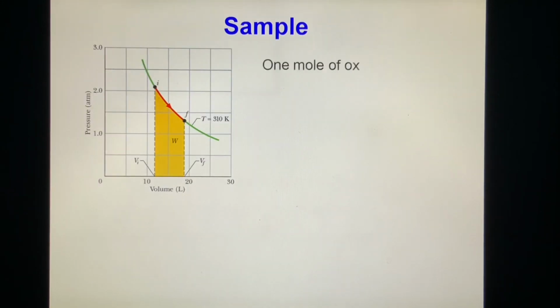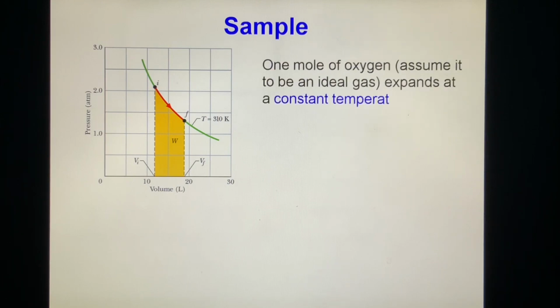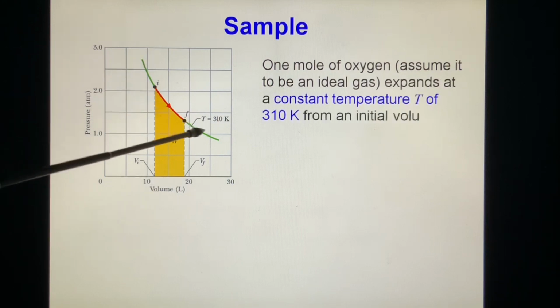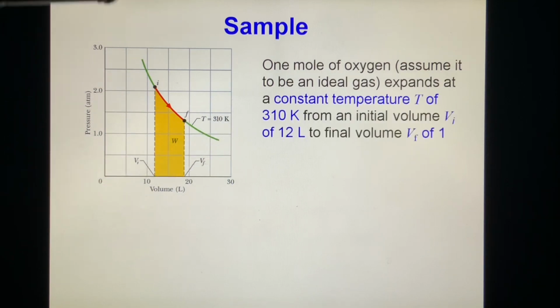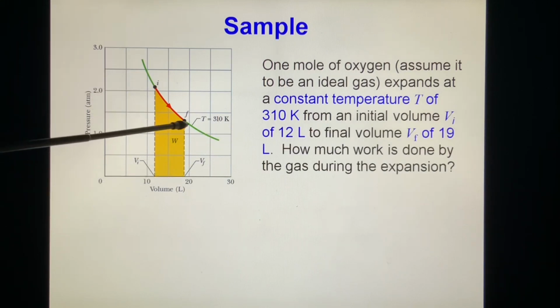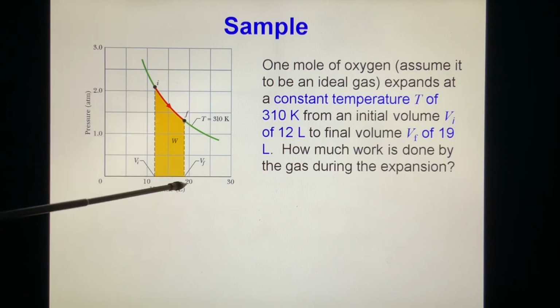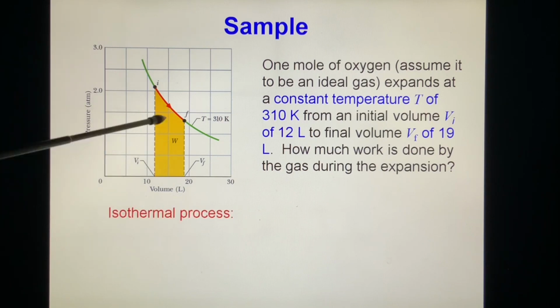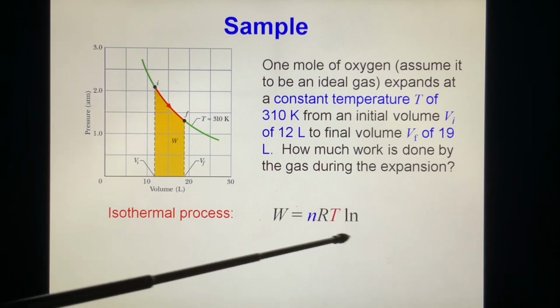Simple. One mole of oxygen, assumed to be an ideal gas, expands at a constant temperature of 310 K, from an initial volume of 12 liters to a final volume of 19 liters. How much work is done by the gas during the expansion? We know this is the area, the number that gives how much work is done. This is an isothermal process.